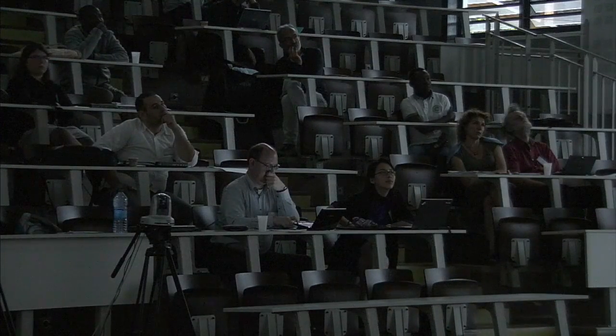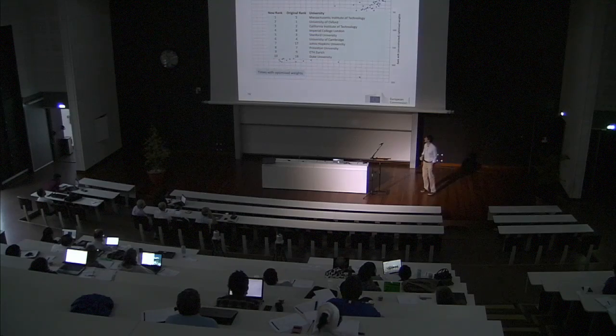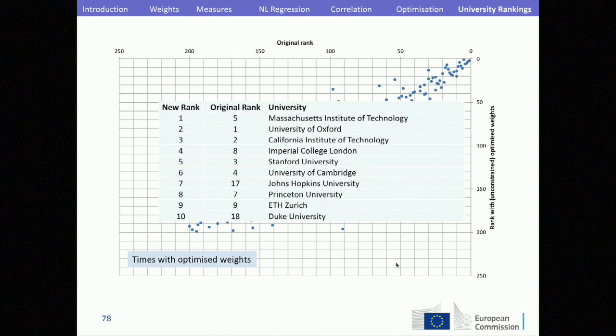And you can do the same with the Times. You get the same kind of scatter. And in the case of the Times, the changes aren't quite as drastic. Johns Hopkins jumps up, but nothing really quite as significant. But if you go into the lower rankings, it does change quite a lot. So you might argue that the Times is a little bit more robust, maybe a bit better.